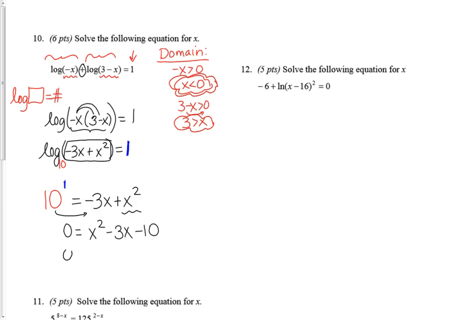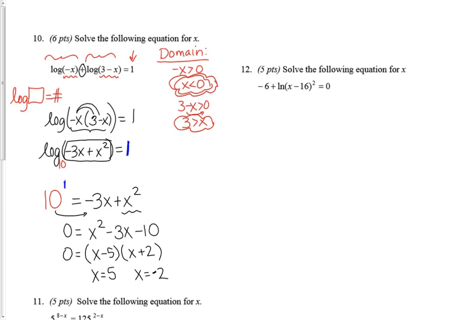This is an expression I can factor. What two things multiply to negative 10 and add to negative 3? That would be negative 5 and positive 2. When I set each of those factors equal to 0, I get x equals 5 and x equals negative 2.